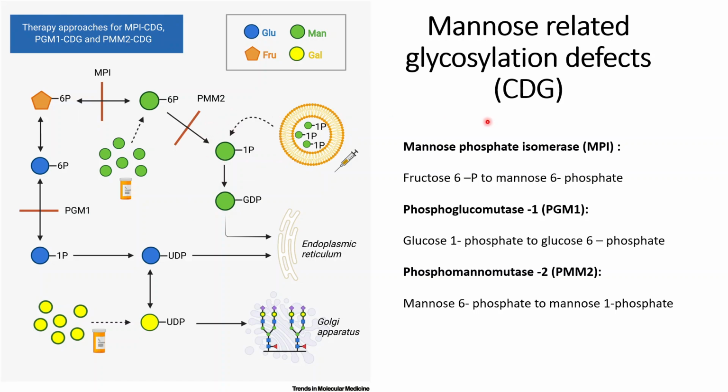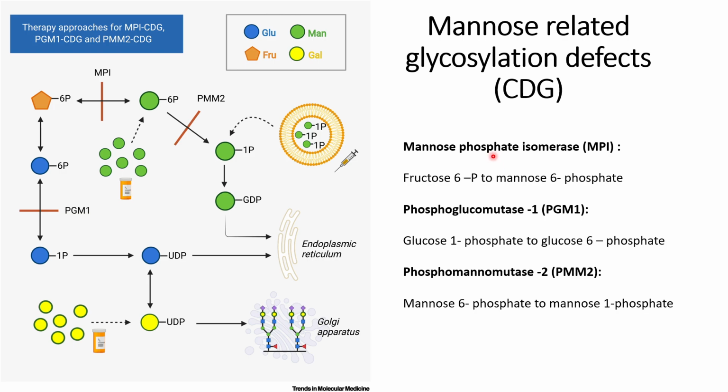In this video, we will cover the CDGs, or congenital disorders of glycosylation, that are related to mannose or that will cause problems in mannose-related glycosylation. So, we will cover three of those CDGs. First one is mannose phosphate isomerase.